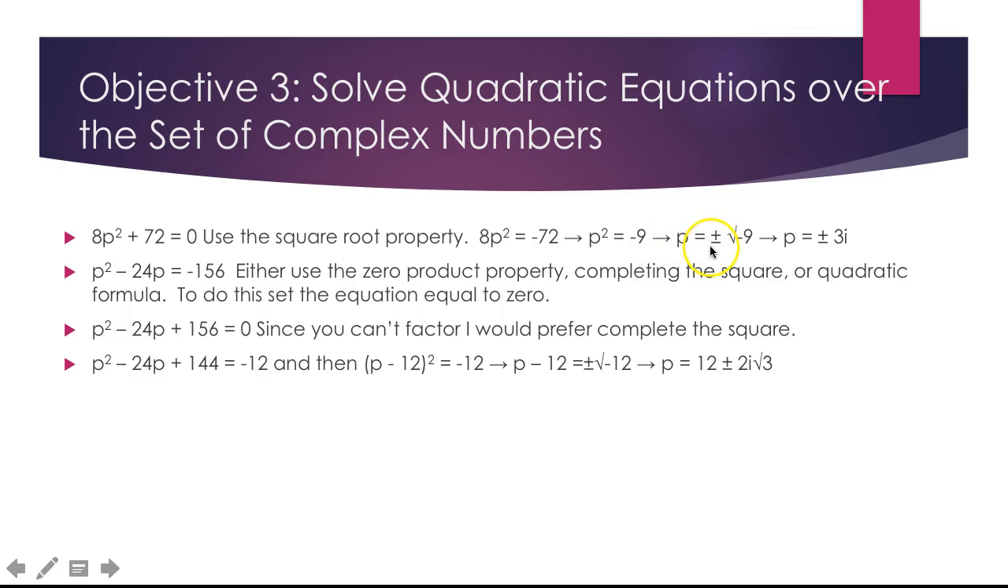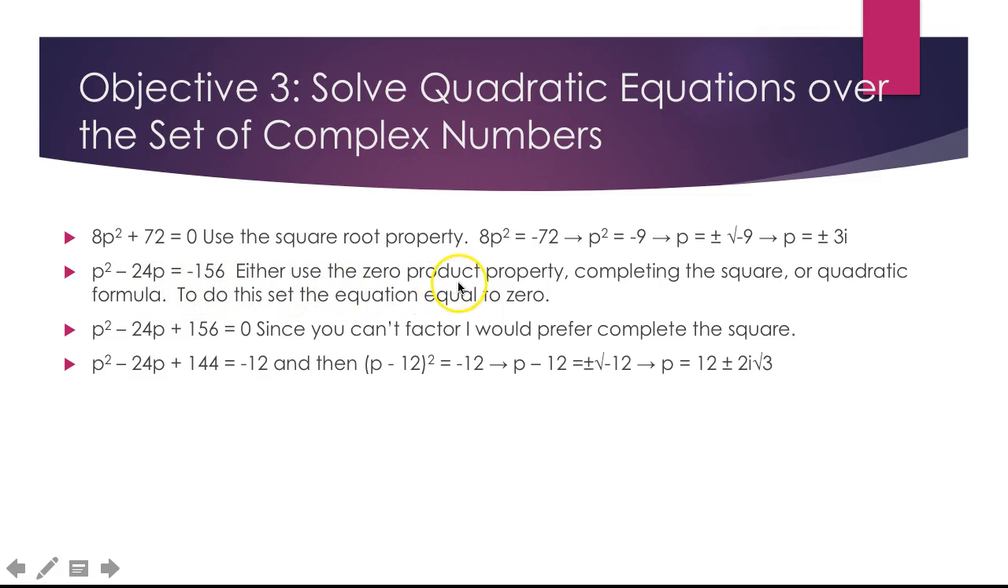P is going to equal the square root of negative 9 with the plus or minus. Remember, whenever you're taking the square root, you always have to have plus or minus. So the P is going to equal plus or minus 3i because the negative 1 comes out as the i. P squared minus 24p equals a negative 156.